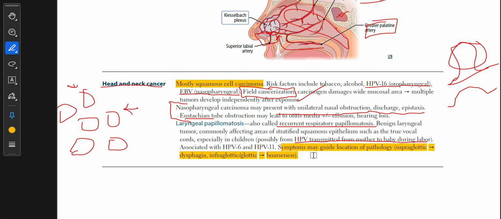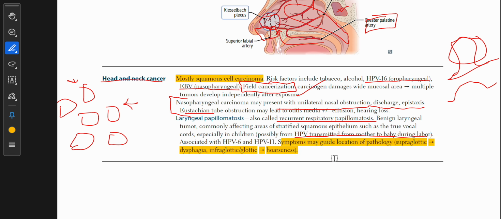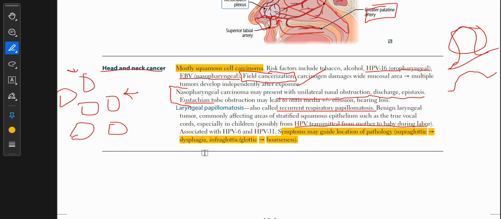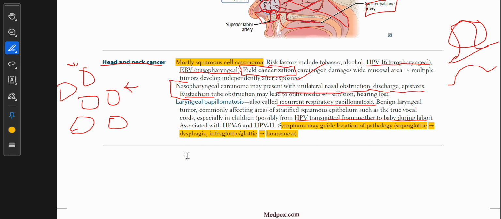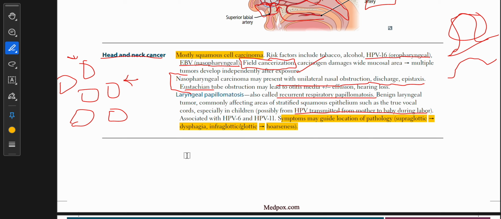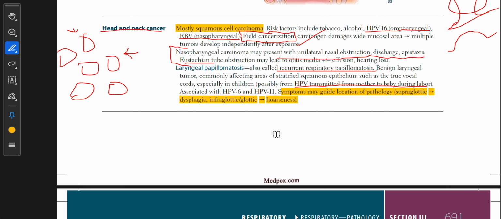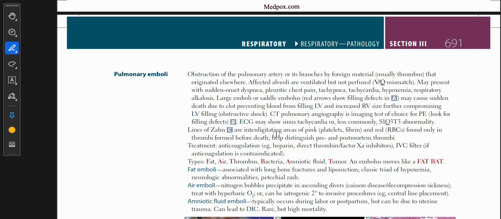So if a papilloma in laryngeal papillomatosis is supraglottic, then it causes dysphagia, which is difficulty in swallowing. And there is a difference between dysphagia and odynophagia. Odynophagia is painful swallowing, while dysphagia is difficulty in swallowing. And if the tumor is in the infraglottic or glottic region, it causes hoarseness, right? That is it in head and neck cancer.